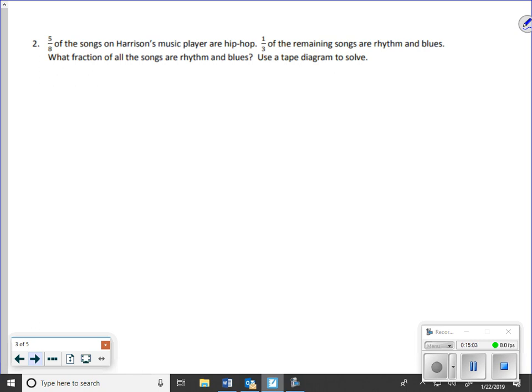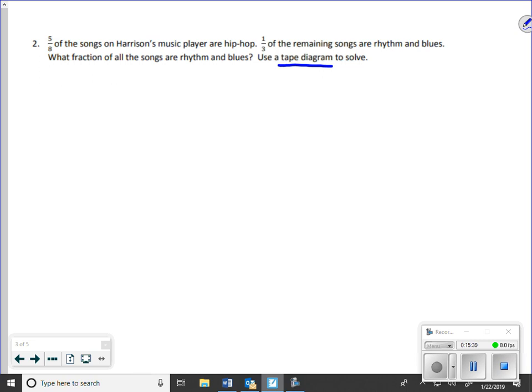Five-eighths of the songs on Harrison's music player are hip-hop. 1/3 of the remaining songs are rhythm and blues. What fraction of all the songs are rhythm and blues? Now this one says use a tape diagram. It does not say a rectangular fraction model. It says a tape diagram, which is different. That's like a bar model.